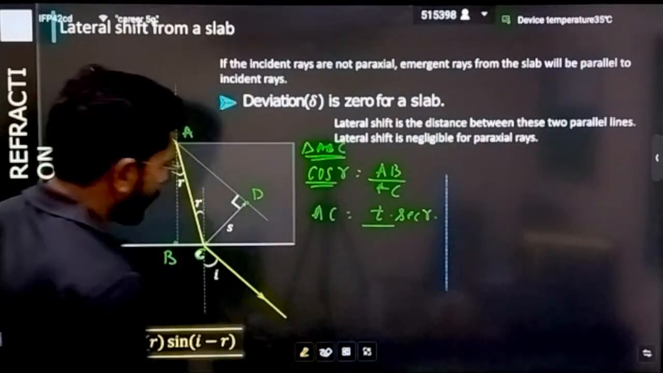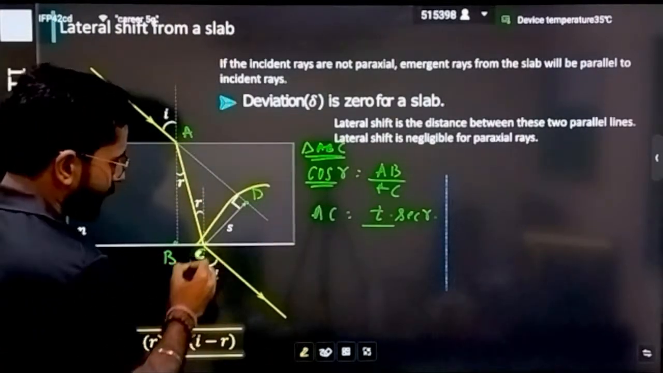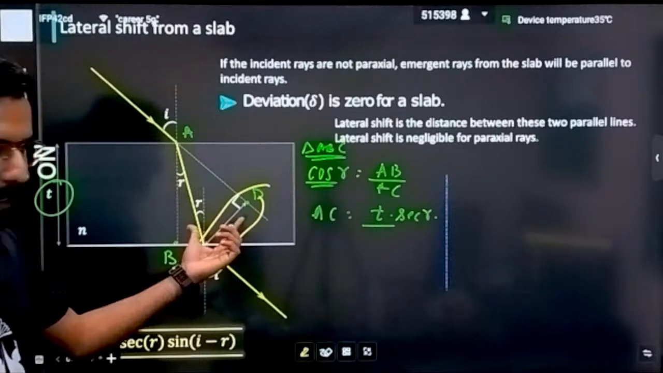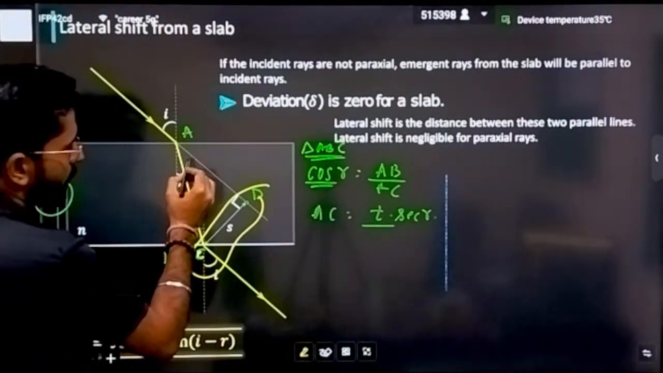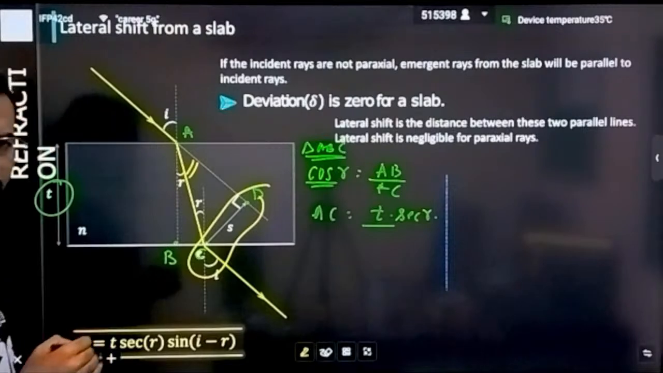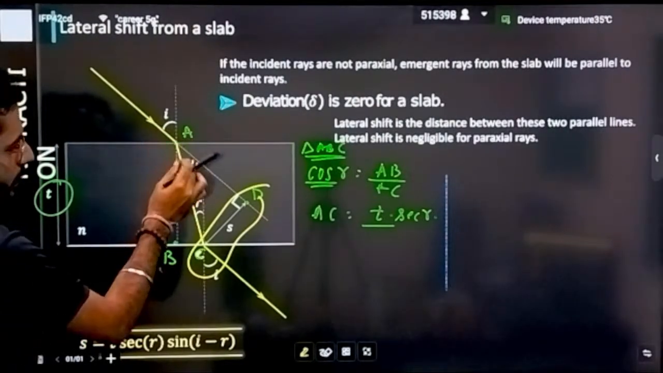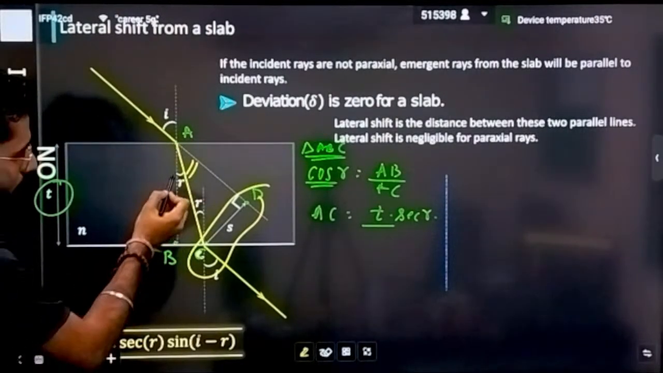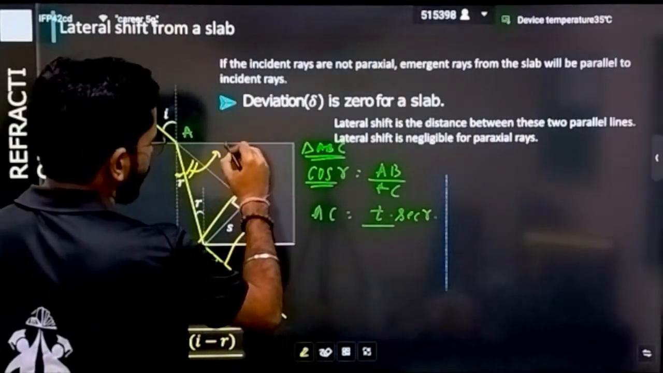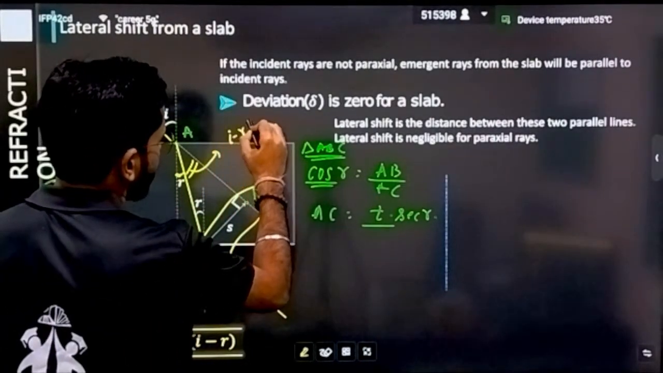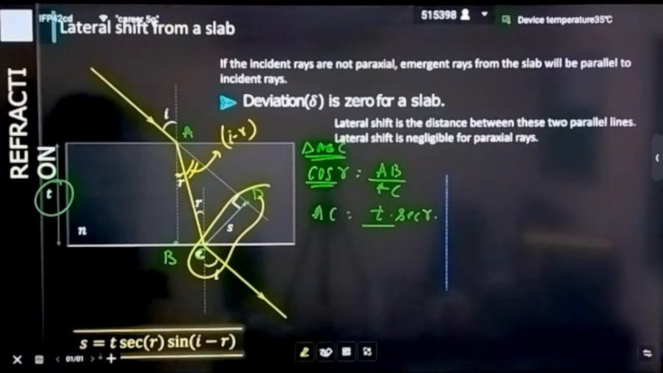Now basically you have to reach here. At the end, the motto is to calculate this lateral shift, the CD distance. Can you tell me what this angle is? If the complete angle is I, and this little portion is R, then this angle will be nothing but I minus R.